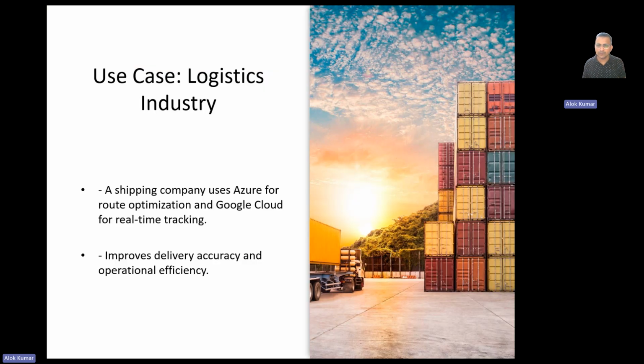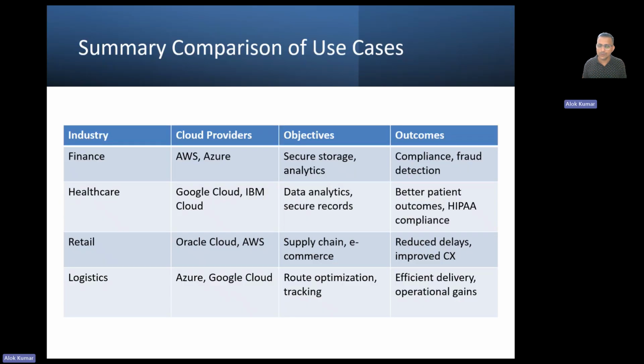The last use case is the logistics industry, in which a shipping company may use Azure for route optimization, which needs heavy calculations and huge compute power to get the best route option, and Google Cloud for real-time tracking. In this way, the logistics industry improves delivery accuracy along with operational efficiency. So you just saw different industries and their multi-cloud strategies. Here is a summary of all those industries and their multi-cloud provider options along with the objectives and the outcomes.